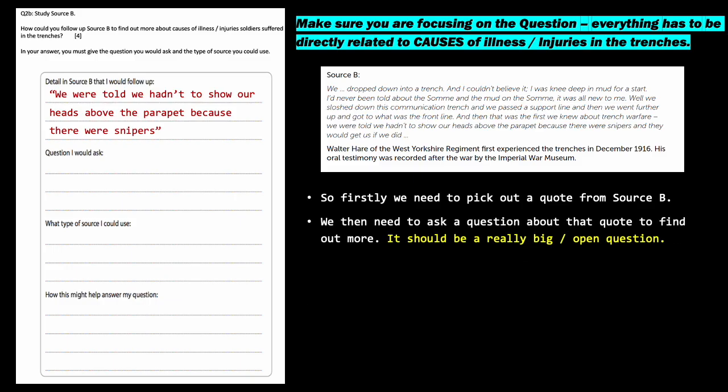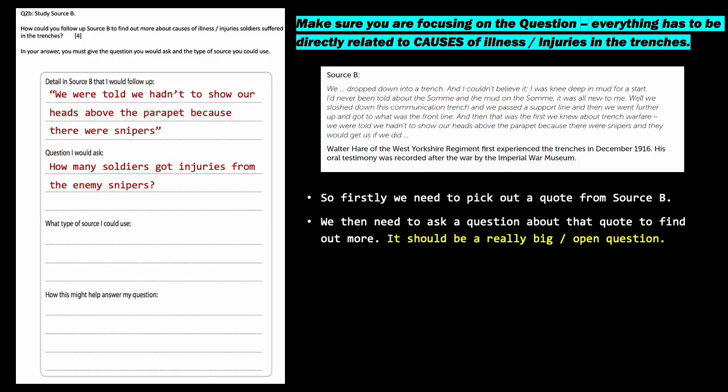Okay, we then need to ask the question about that quote to find out more. This is what historians do to find out more. It should be a really open question, okay, so nothing specific like how many times did you go to surgery or something, really big and open. So you can see on my example, the question I would ask in this particular case is how many soldiers got injuries from the enemy snipers?